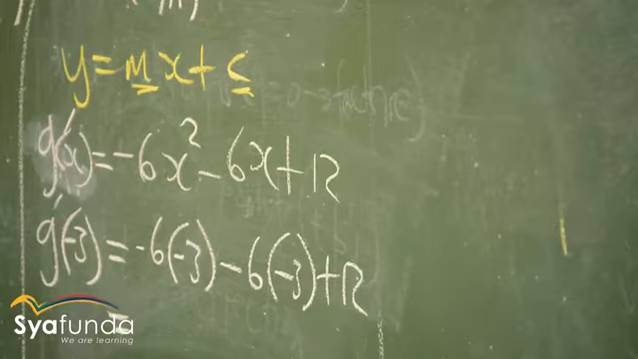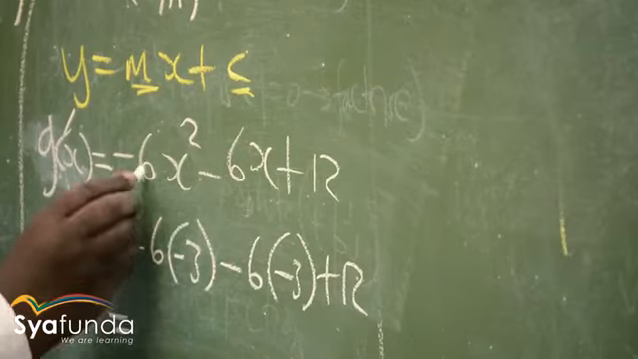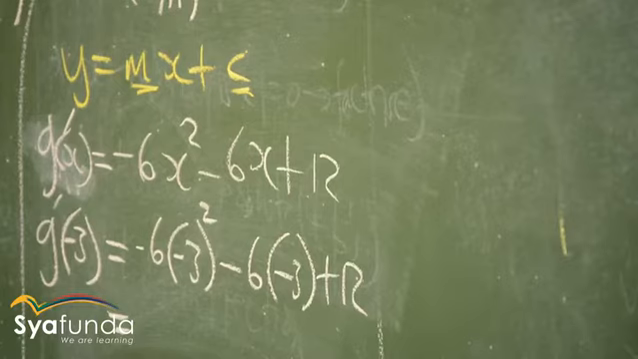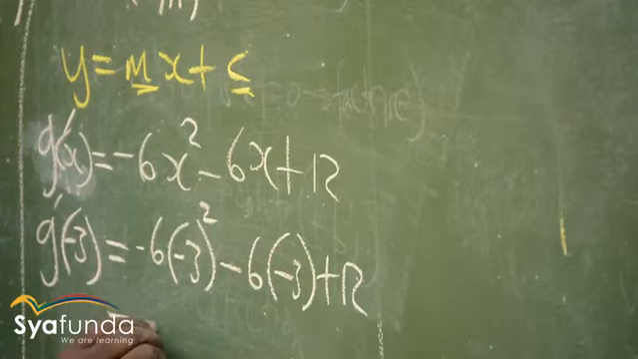Okay, let's look at this one again. This is G. Oh, I think there's a mistake here. This is 6x squared, so this must be squared. Let's do it again. So it's minus 3 squared, it will be 9. And 9 times 6, minus 54 plus 18, it gives us minus 36 plus 12, it gives us minus 24. So this one gives us minus 24.